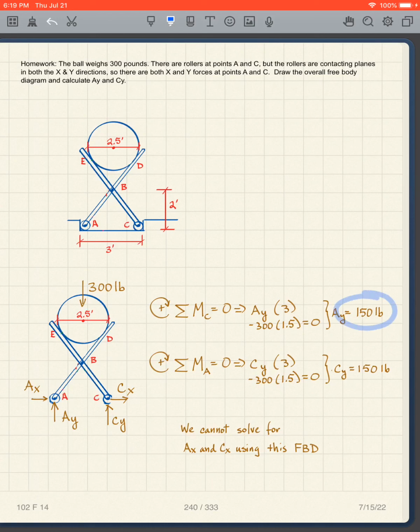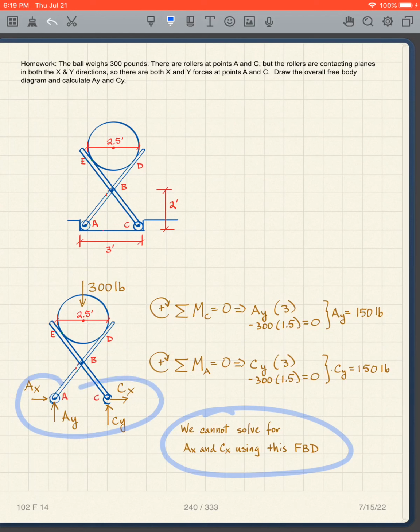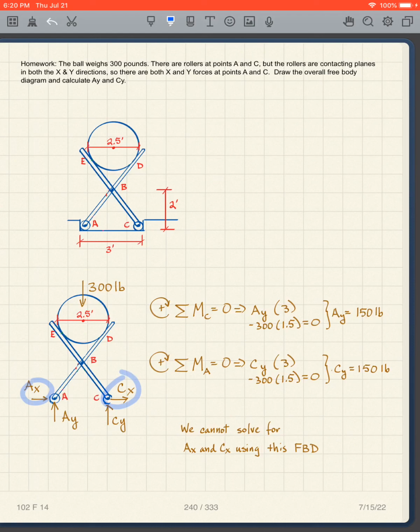I'll let you read it. It ends up to be 150 pounds, which makes sense because everything's symmetric here. Then I can do the same thing by taking moments about A, and again all these things go through it, and I have CY, which also ends up to be 150 pounds. Notice we cannot solve for AX and CX using this free body diagram, because I've got 4 unknowns and only 3 equations, so I cannot solve for AX and CX with just this free body diagram.